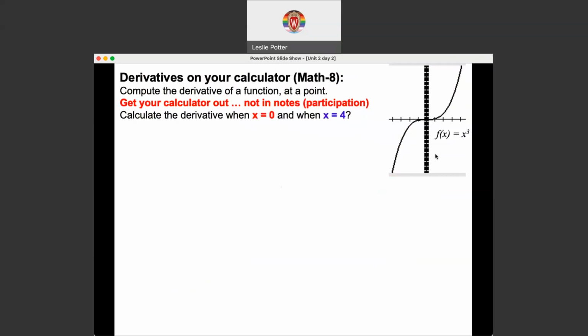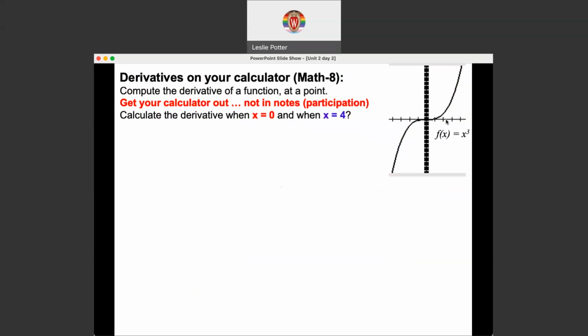Okay, so here we have a function. It's f of x equals x cubed, and I want you to calculate the derivative at x equals 0 and x equals 4. So I want you to calculate the derivative right here at this location, and 1, 2, 3, 4 at that location. Okay, now I say derivative, you think slope.